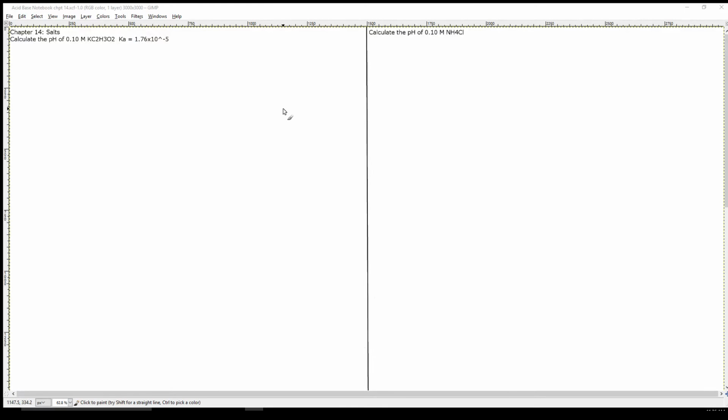Chapter 14, Salts. So we're going to have two different examples in this video. One of these salts will act as a base and the other will act as an acid. So first we have KC2H3O2. Now we know that this is a salt because we have a metal plus a polyatomic ion.